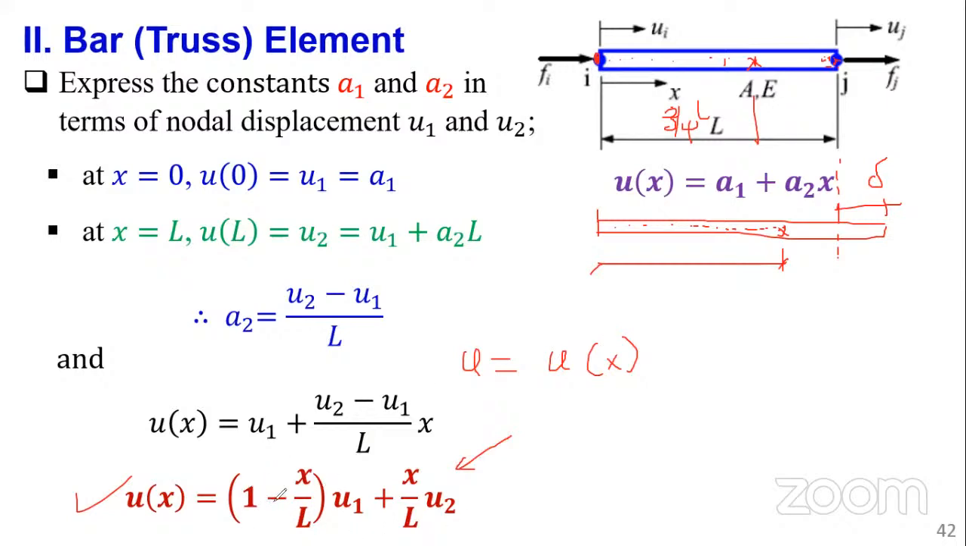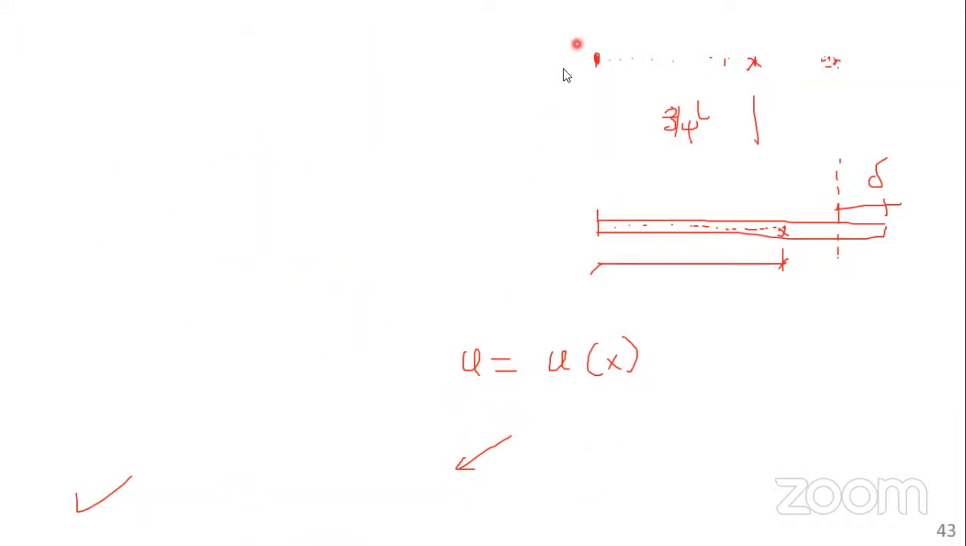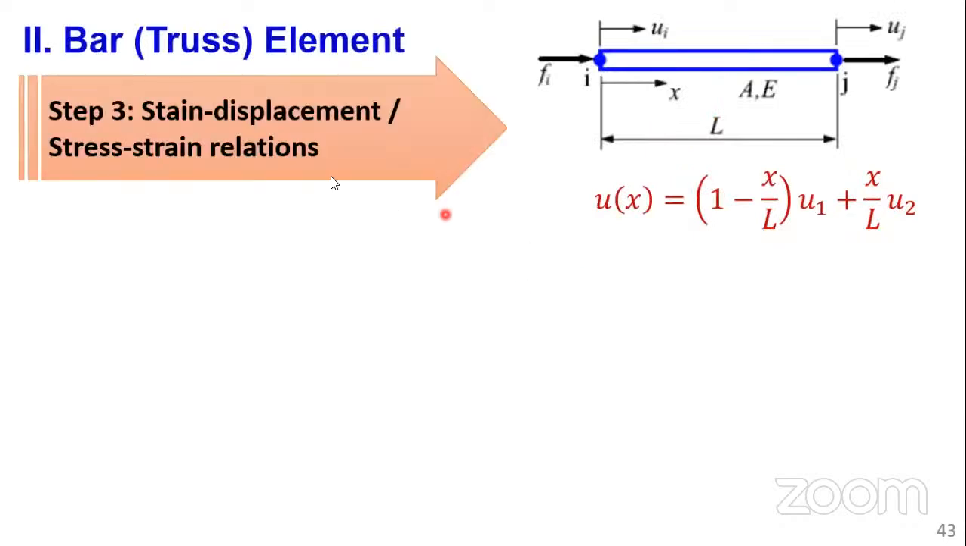So you can confirm, when x is equal to 0 at this node, the start point, node i, x is equal to 0. So this becomes 0, so 1 minus 0 is u1, and then this one collapses. You can see u(x) is equal to u1. And you can check even for when x is equal to L. So you have our displacement function.